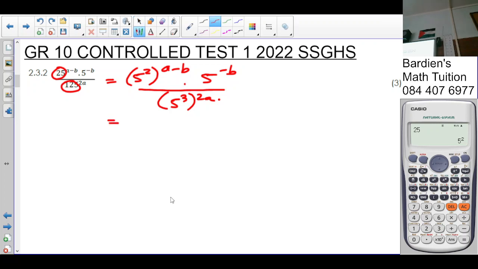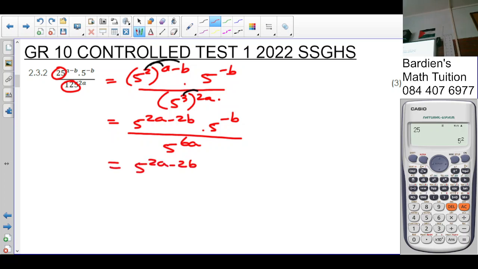Now what do we do? Something raised to a high exponent, we multiply the exponent. So it's 5 to the 2a minus 2b times 5 to the negative b over 5 to the 6a. When we're multiplying and bases are the same, what do you do to the exponents? We add them. So it's 5 to the 2a minus 2b plus minus b. When we divide and bases are the same, we subtract the exponents. So it's going to be minus 6a.